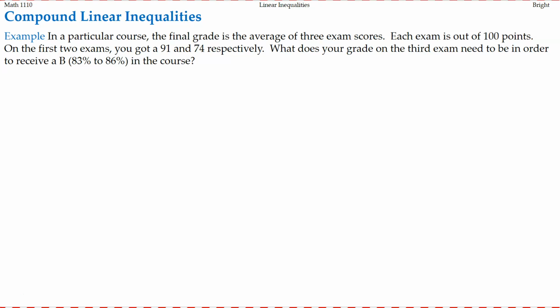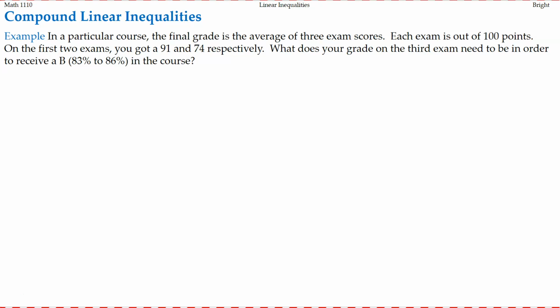So final grade, all you have making up your final grade is the average of 3 exam scores, and that's it. No homework, no participation, no nothing. Bomb an exam, you really bomb the exam. Each exam is out of 100 points, and on the first 2 exams you get a 91 and 74. Your aim is to get a B in the course, and the range is 83 to 86. So what do you need on the 3rd exam to receive that grade?